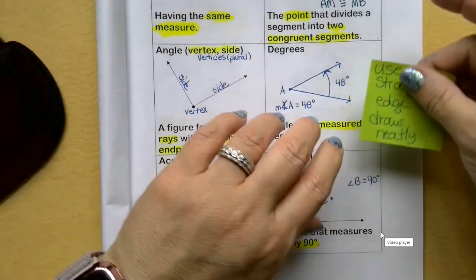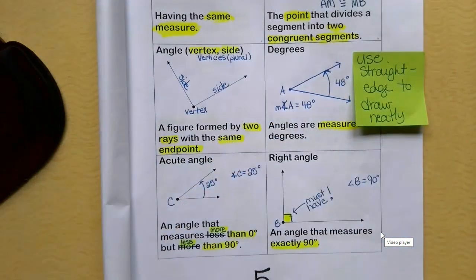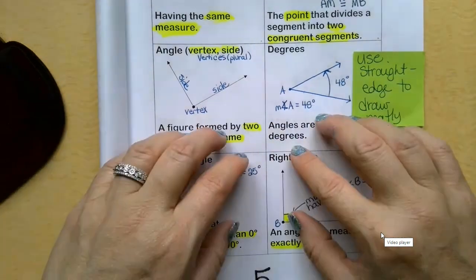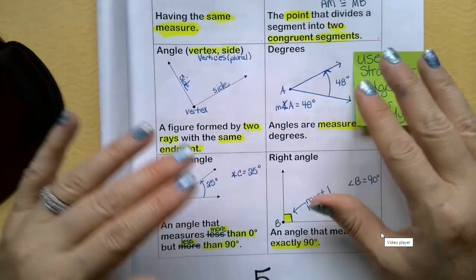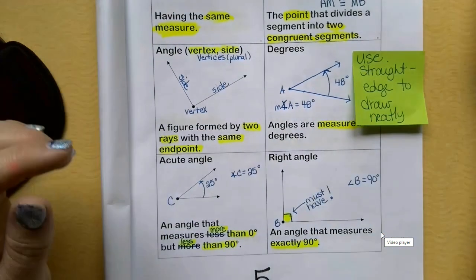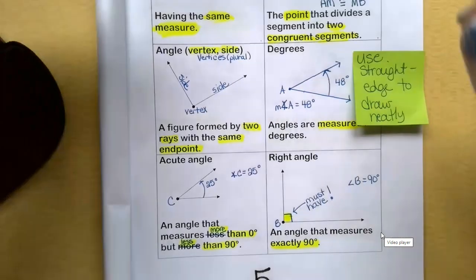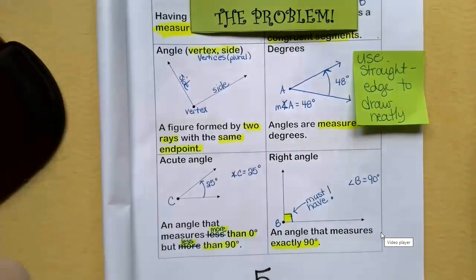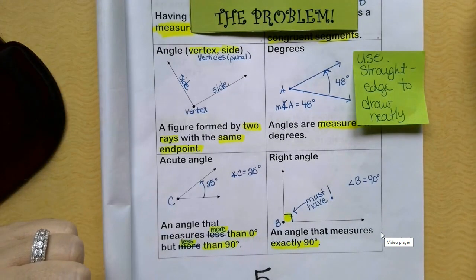When you get over here, be sure you're using a straight edge to make everything neat. Make sure it looks neat in your notebook. Remember, this is an easy A. You have to do what I'm telling you to do in order to get that A. Go ahead and pause the video and then copy this down. And when you come back, I'll go over it.